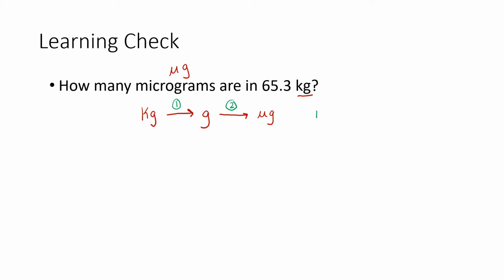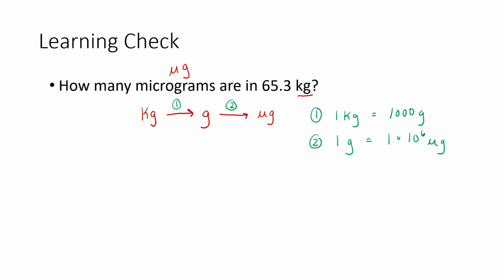So for the first one, what's the relationship between kilograms and grams? 1 kilogram is equal to 1,000 grams. And then the second unit conversion we're going to need to write is the relationship between grams and micrograms. 1 gram, which is the larger unit, is equal to 1 times 10 to the 6th micrograms. So there's 1,000,000 micrograms in 1 gram.